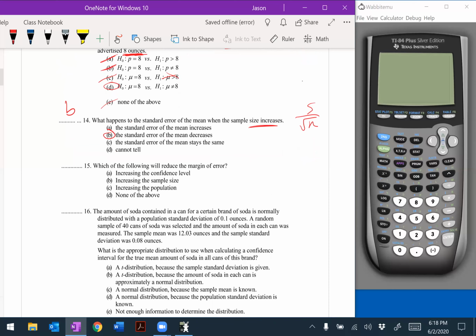Which of the following will reduce the margin of error? Increasing the confidence level will reduce the margin of error. Increase the sample size will reduce the margin of error.